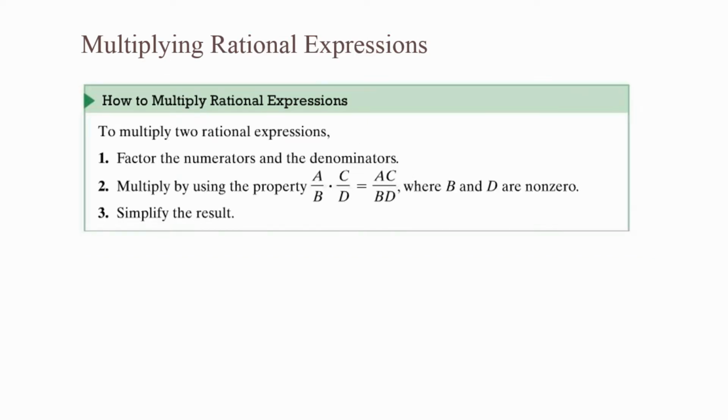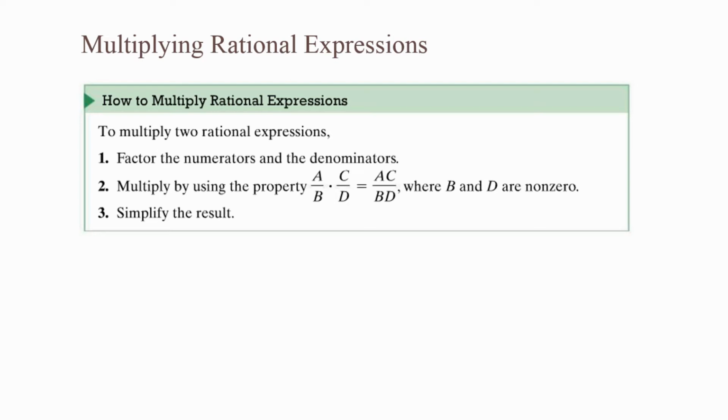How to multiply rational expressions. To multiply two rational expressions, first, factor the numerators and the denominators. Second, multiply by using the property a divided by b times c divided by d equals ac divided by bd, where b and d are non-zero.